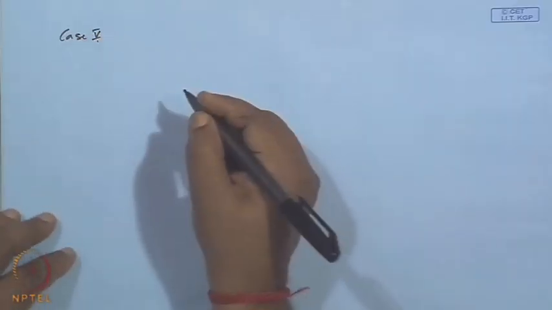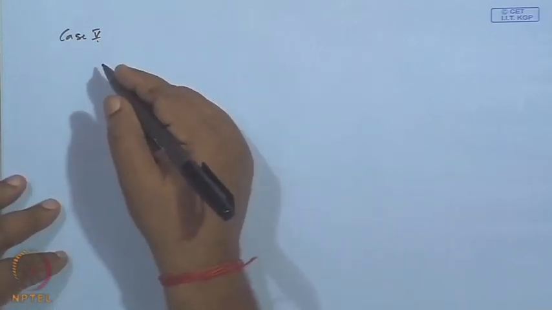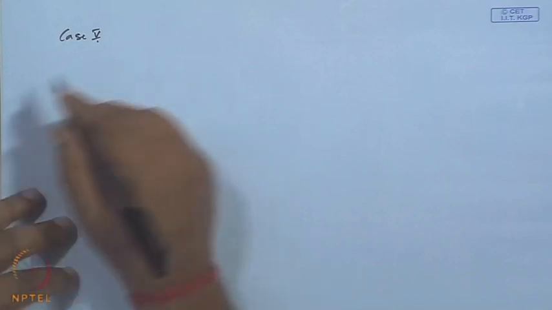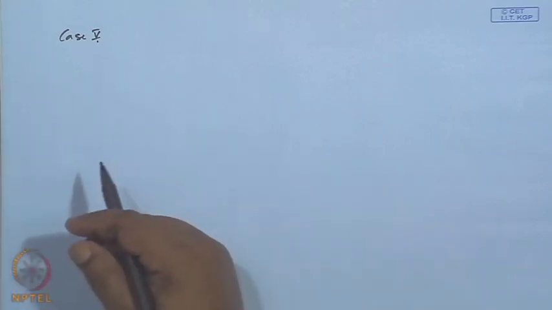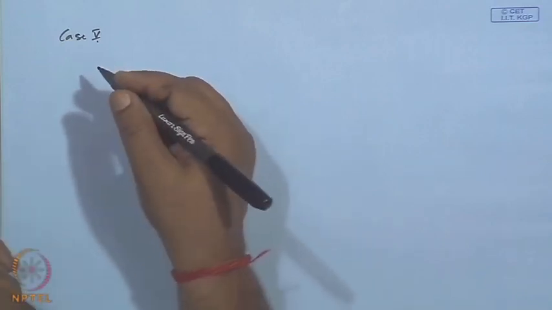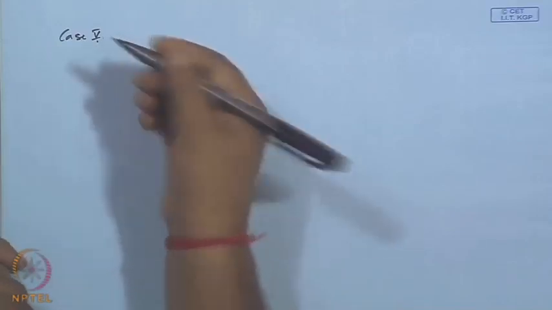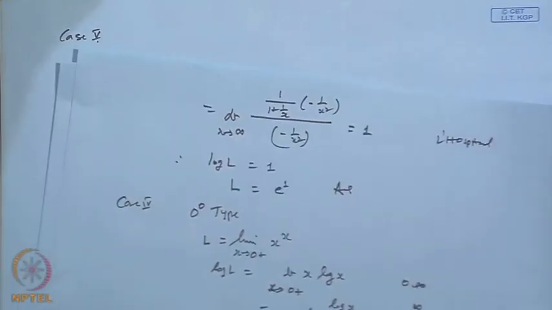The fifth, which is of the form 1 to the power infinity. What form is left now? Infinity minus infinity we have taken, and then let us take another case, limit x tends to 0 of 0 into minus infinity, x log x, that we have already considered. So, I think these are all the forms we have discussed, is it not? So, let us see.